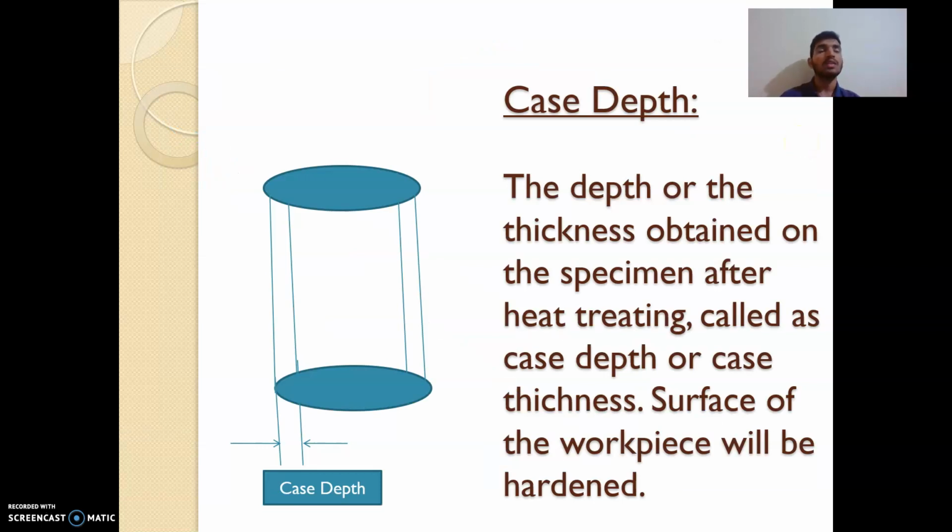Case depth. Case depth means, if it is a metal, the surface of the metal will be hardened and not the complete metal inside. It won't be hardened, only to a certain limit. The hardening process takes place, and this is called case depth.